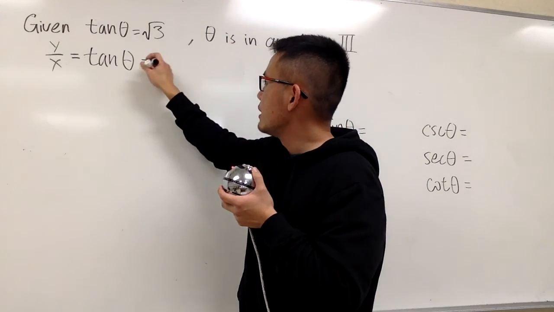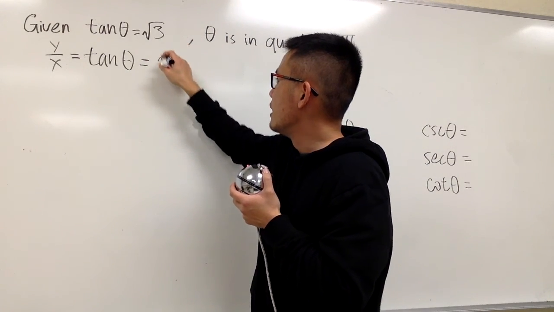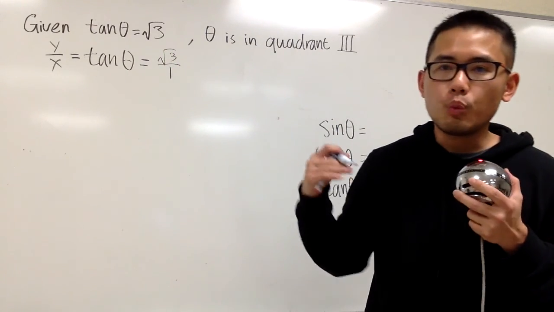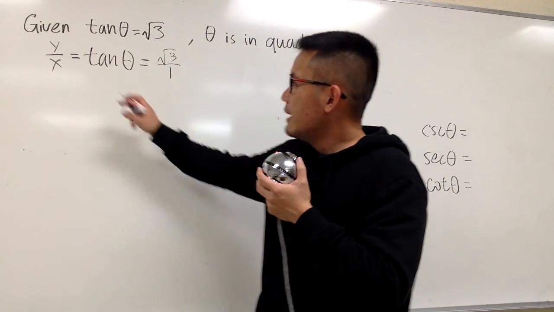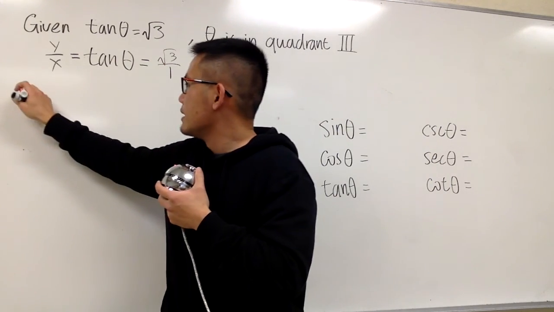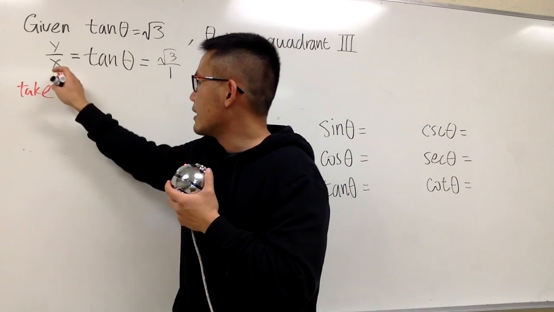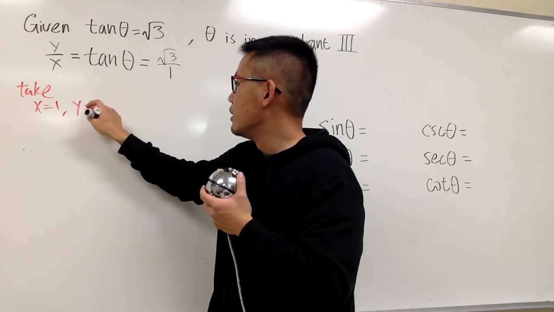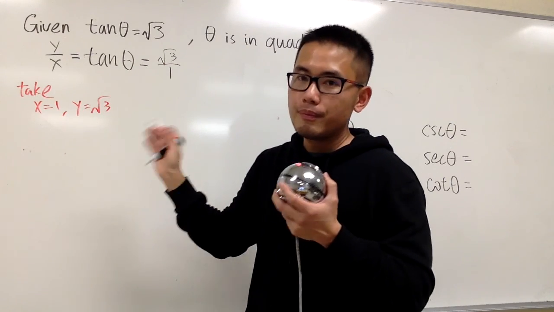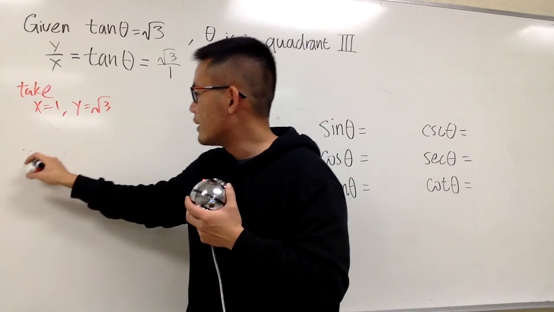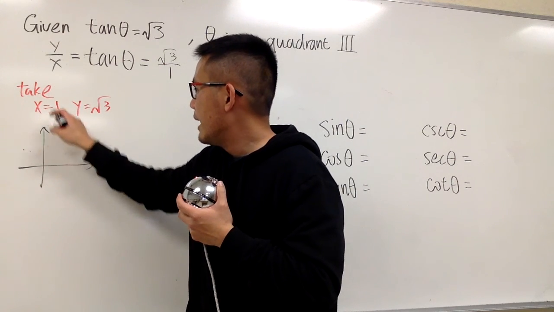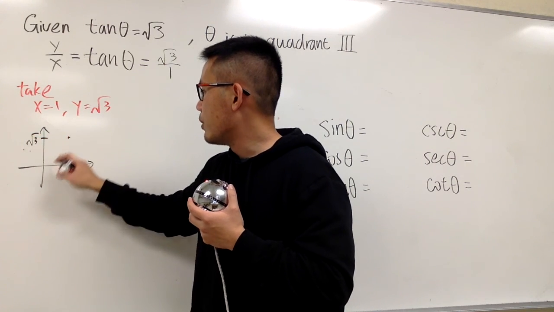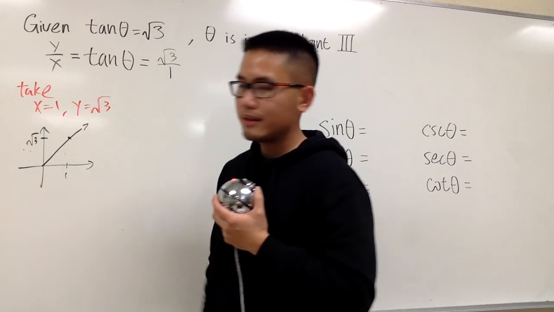So technically, I should look at this as a fraction, and I will write this as square root of 3 over 1, so that I know what x value to take and what y value to take, right? Based on this, it seems like I can just take x is equal to 1, and y is equal to square root of 3, right? However, this is not correct, because if I draw a picture, you will see it. X is 1, which is right here, and y is square root of 3. Let's just say this is right here.